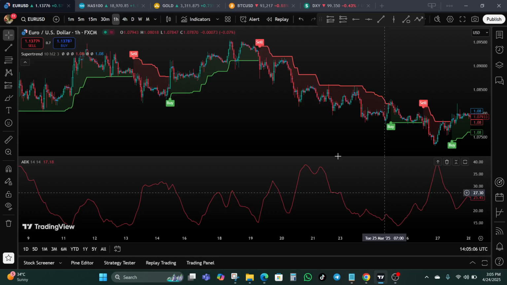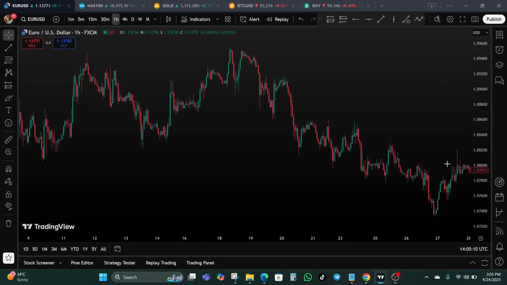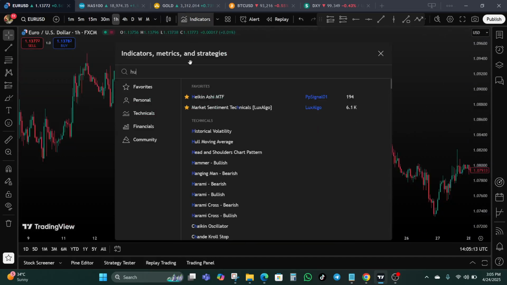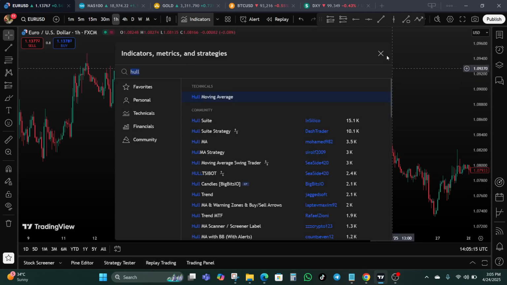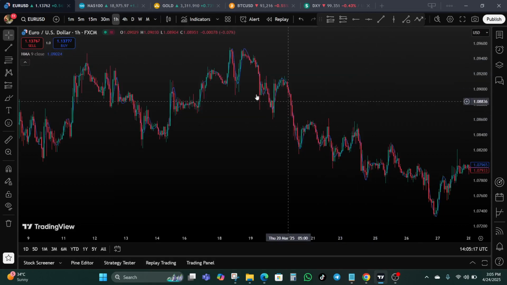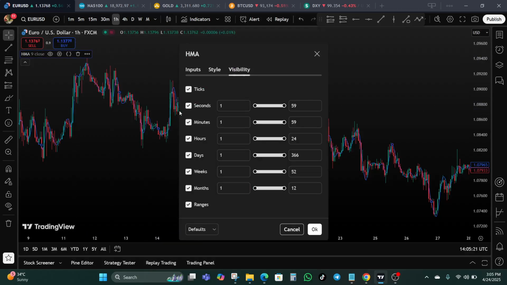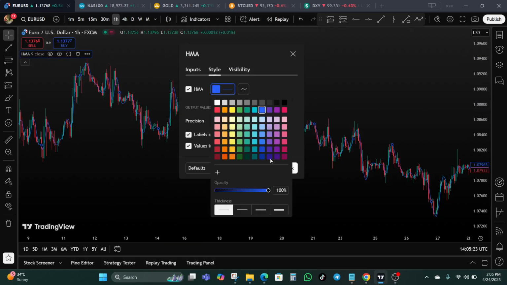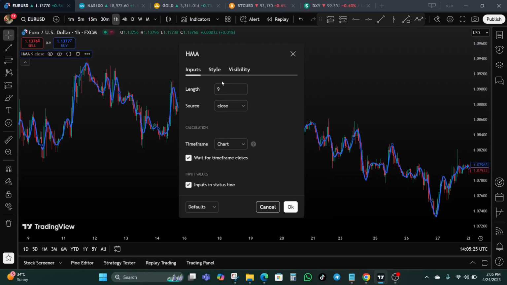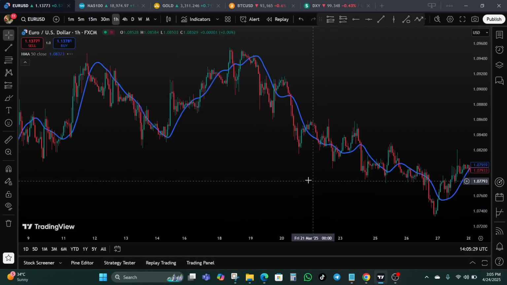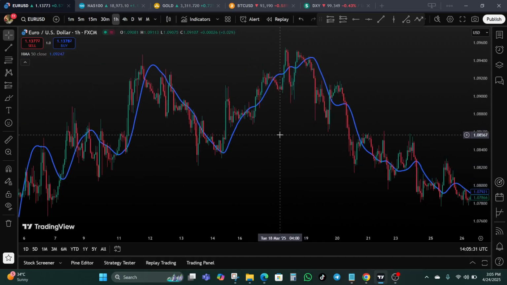All right. The next indicator we are going to be looking at is the Hull Moving Average. The Hull Moving Average is another popular indicator, but unlike the standard exponential moving averages, the Hull Moving Average reduces lag. Let's just change the thickness, make it thicker, and let's change this to 50. The HMA, that's the Hull Moving Average, reduces lag while remaining smooth.